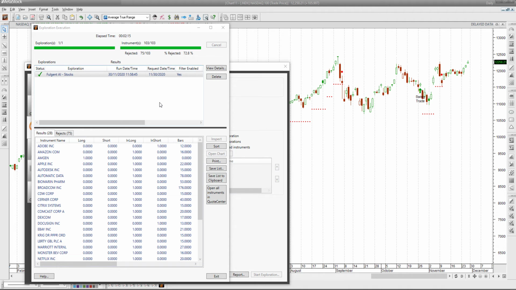And we're back. The AI has now screened the NASDAQ 100 constituent stocks, and there's 75 rejects, which indicates that the AI didn't find most recent signals there. And there's 28 positions, long or short, that the AI has identified. Now, in the column headings here, I can see in long, in short, these are the most recent signals. In long, in short, these are where the signals fired some time ago, and that tells you how many bars ago, how old is that particular trade signal generated by the AI.